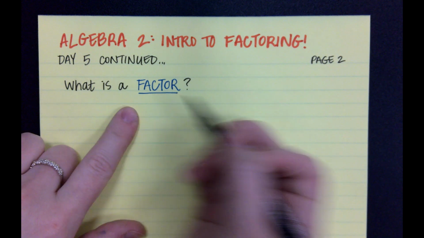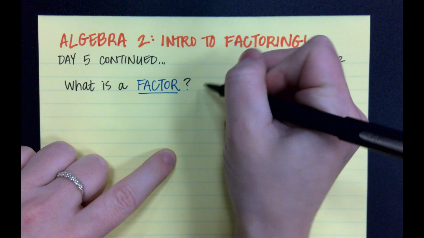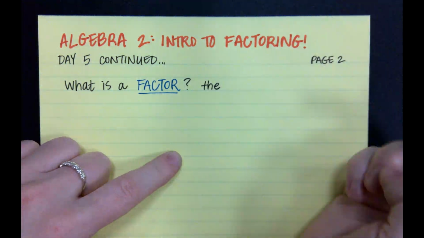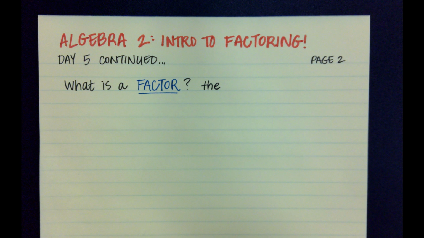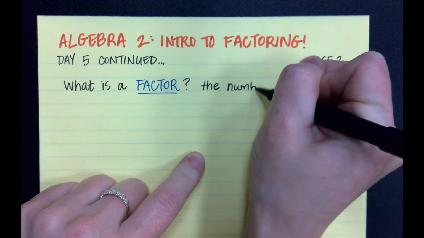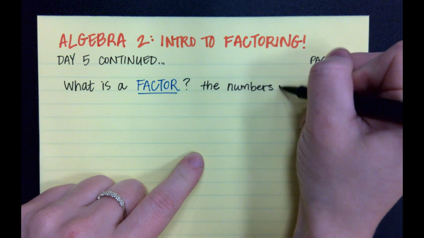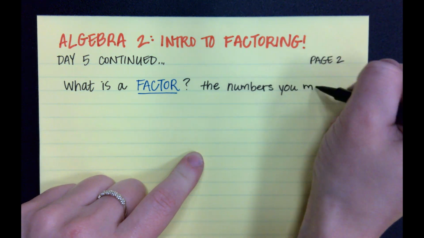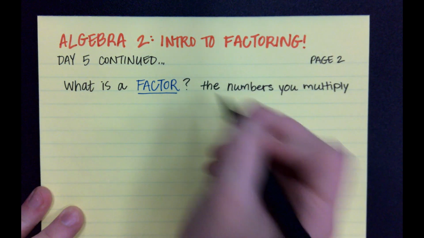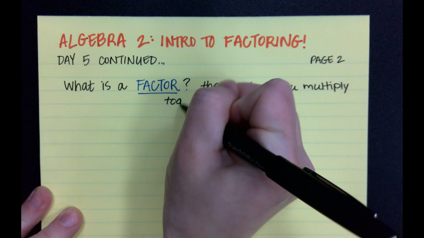So what is a factor? It's the whole numbers, or basically the numbers that you can multiply without having remainders. So usually it's going to be whole numbers. For now, we're talking about whole numbers. So the numbers you multiply together.